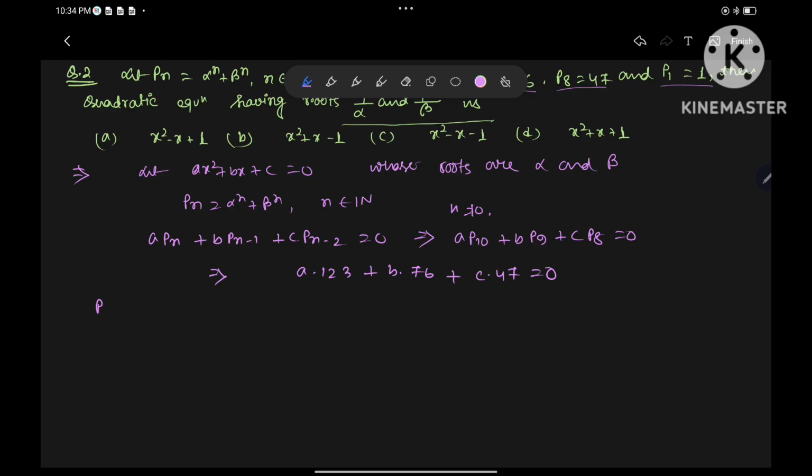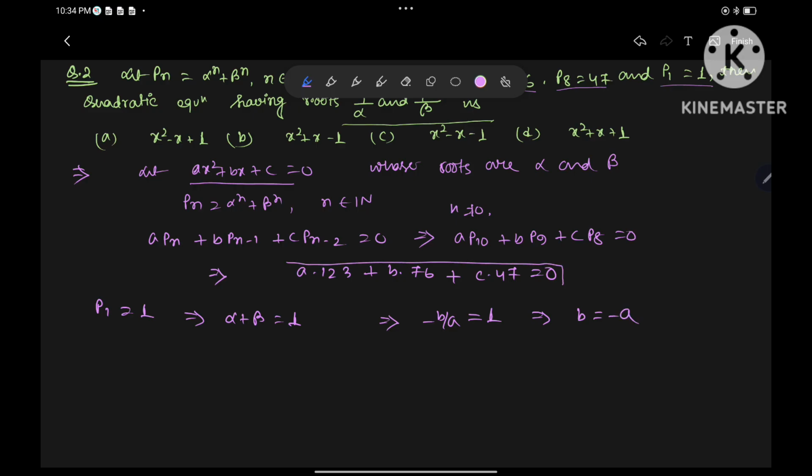And P1 equals 1. So P1 means alpha plus beta equals 1, which is the sum of the roots. Okay, and what is the sum of the roots here? This implies minus b by a, because this is the quadratic equation whose roots are alpha and beta, and alpha plus beta is minus b by a, so that equals 1. So here b equals minus a.